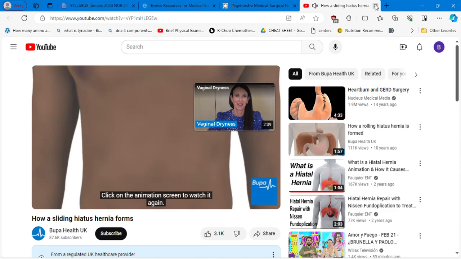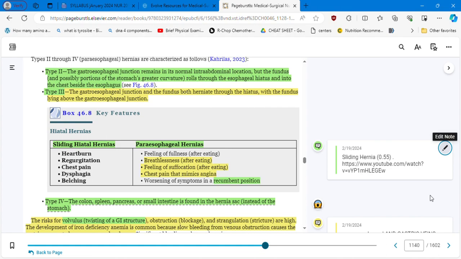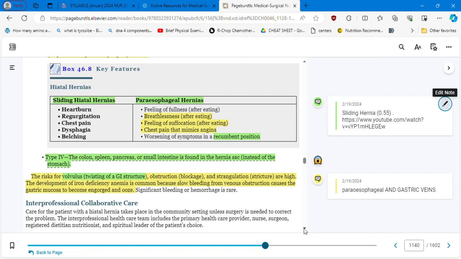Click on the animation. So you see, you have a better idea of how this sliding hiatal hernia behaves. Okay.